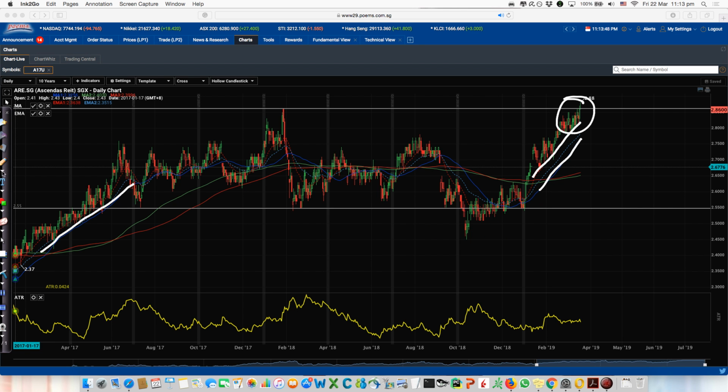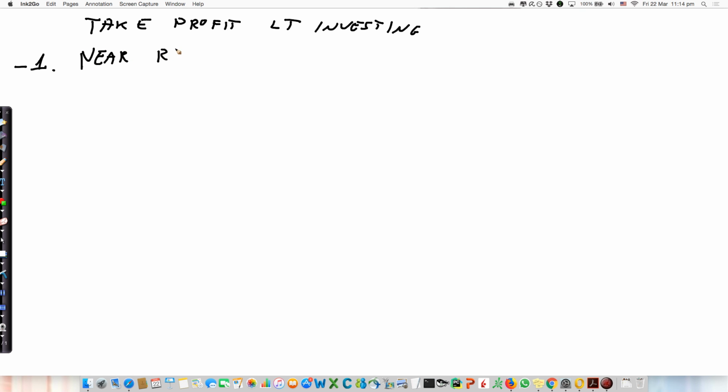So let's write this down so we will remember when to sell. So, take profit for long-term investing. Now, for long-term investing, I don't consider short selling because you should not do short selling in the long term. Number one, as I said, is near a resistance, with the idea that if the company is good, you can buy back later.